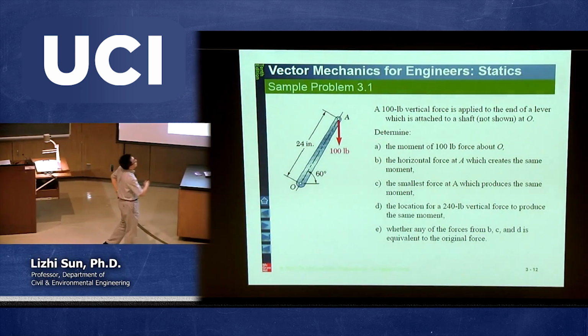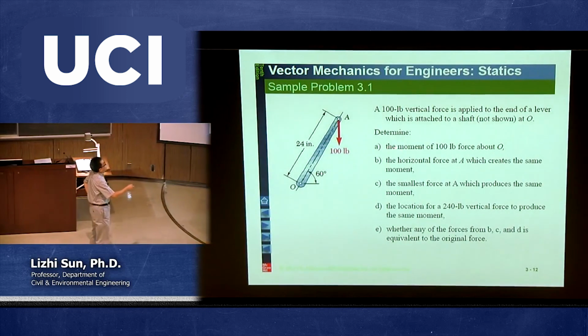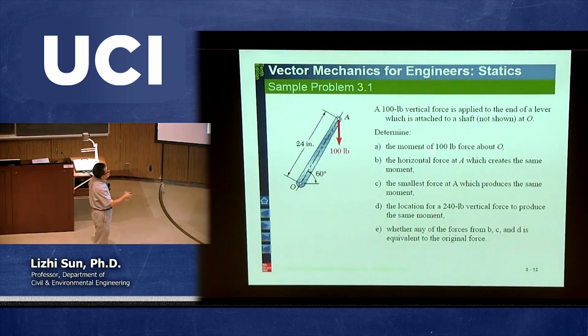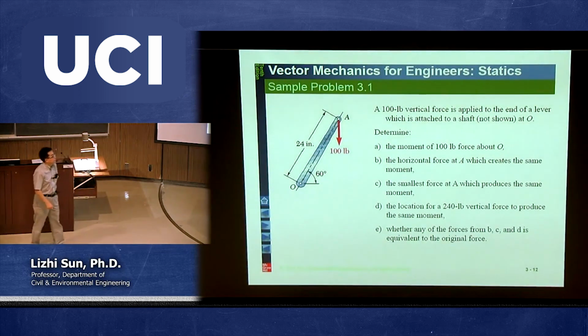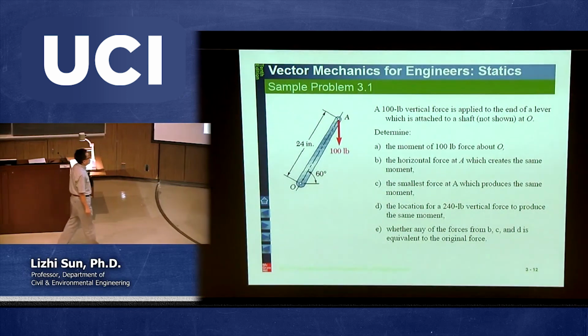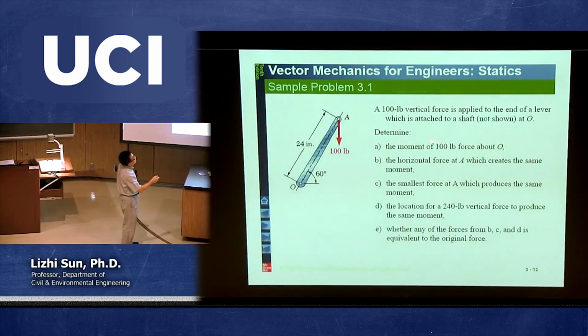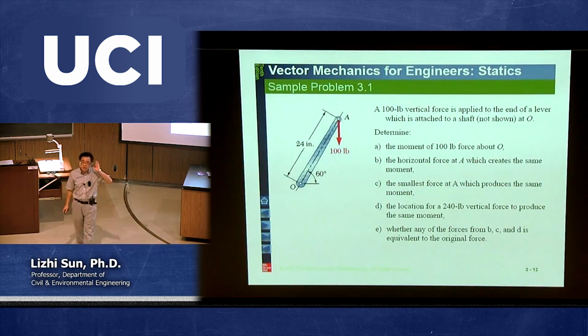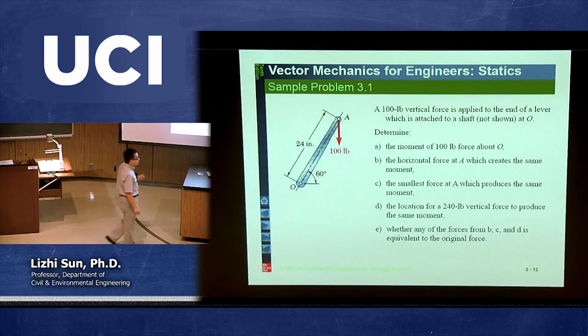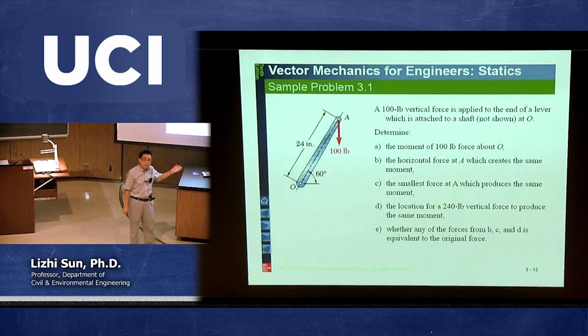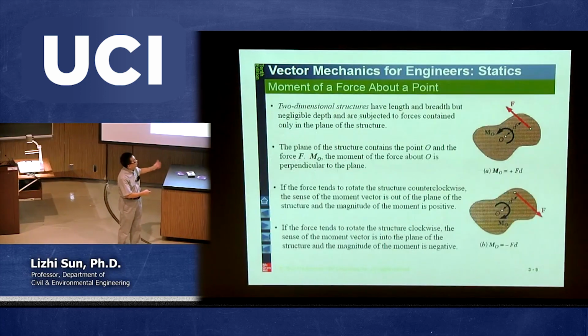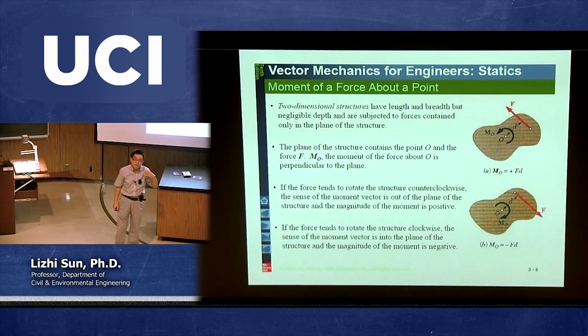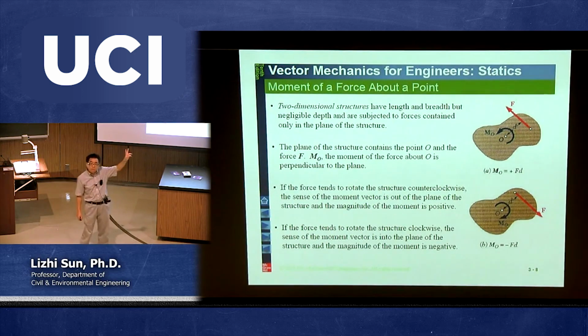Let's first talk about question A. Question A asks us to calculate the moment of this force about point O. That's exactly the definition, the introduction of the first kind of moment, right? So what is the moment of this 100 pound force about point O? First of all, we know this is a two-dimensional problem. So if we are dealing with a two-dimensional problem, basically we can use R cross F, or we can use what we call clockwise, counterclockwise. So it's really up to us. We have two tools to deal with a two-dimensional problem.